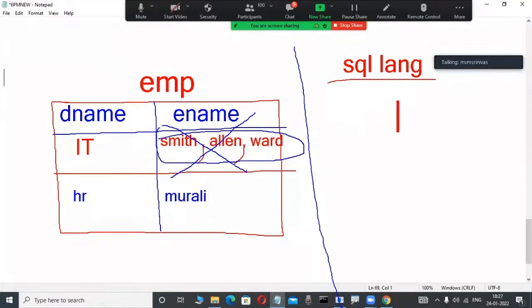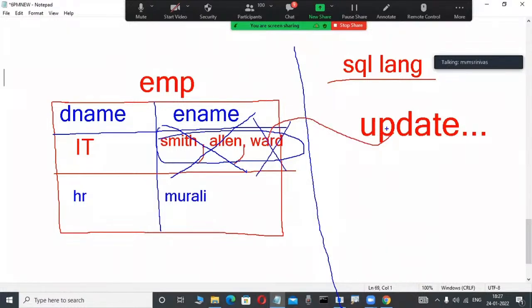In the SQL language, a non-procedural language, some commands are there: update, delete, select, insert. Suppose I use the update command to modify only a single employee name from these multiple employees. Impossible. The update command is not working. Whenever multiple values separated with commas are there, modifying a single value from them with update is impossible. That is a problem.